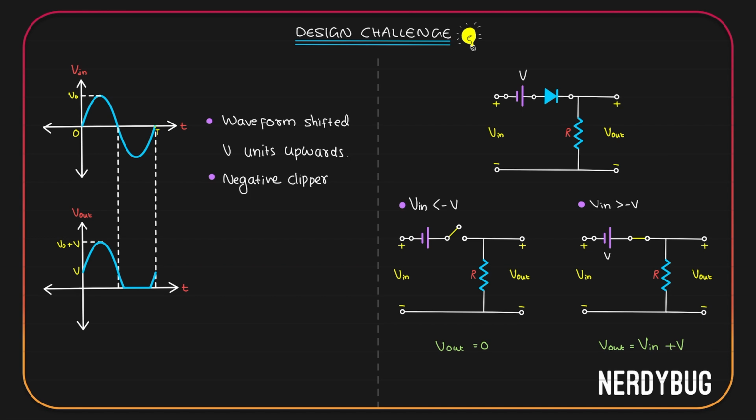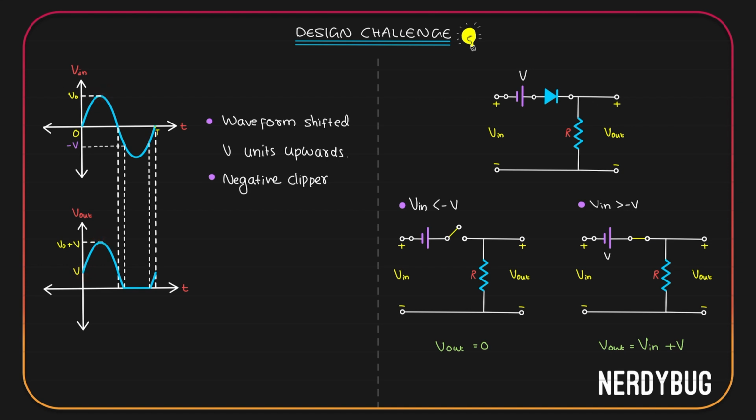According to the analysis, whenever input voltage is less than minus V, output should be 0. This is exactly what we have over here in the graph. Minus V is over here, and throughout this time V input is less than minus V, and you can see output is 0. Everywhere else output is V input plus V. When input is 0, output is 0 plus V. When input is V0, output is V0 plus V.